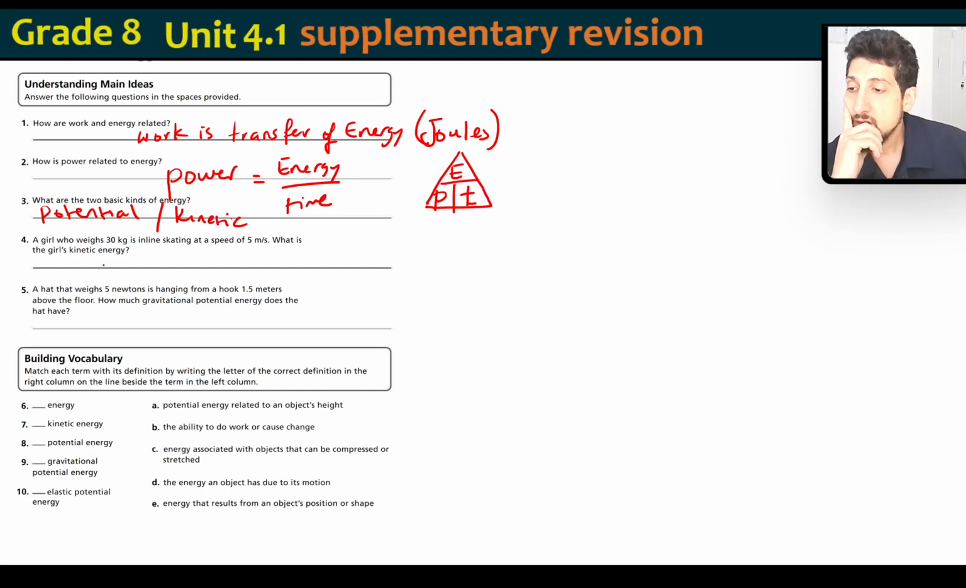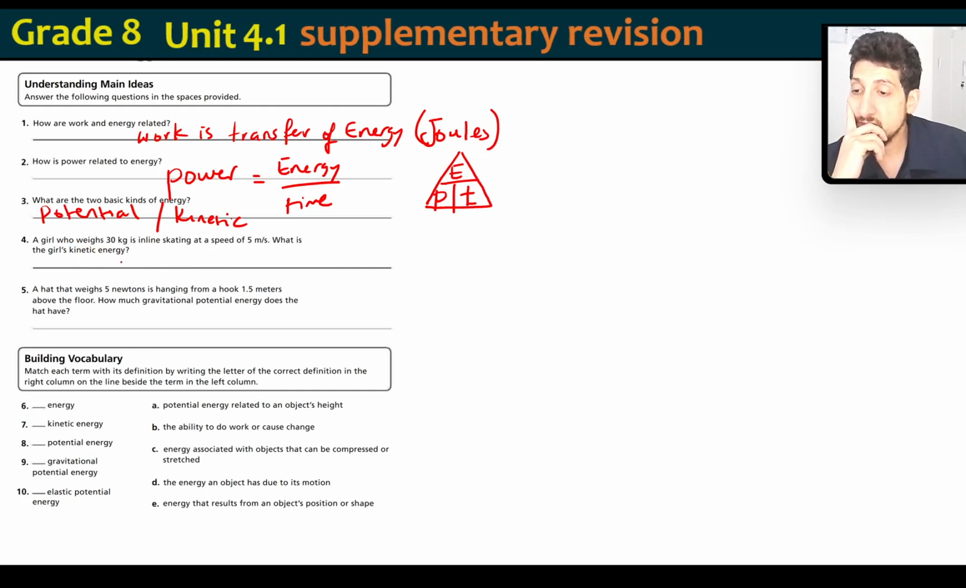Kinetic. A girl who weighs 30 kilograms, well, that's already wrong, who has a mass of 30 kilograms, because weight is in newtons, is in-line skating at a speed of 5 meters per second. What is the girl's kinetic energy?